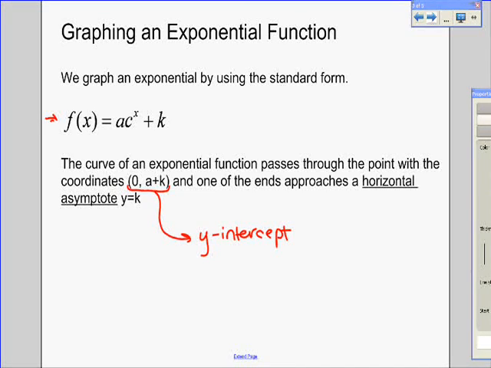It's the y-intercept because we know the x value is 0 and the y value is whatever. In this case, it's going to be a plus k. That's going to be very important because it's going to let us find the rule of our function when we're given a picture of the graph.